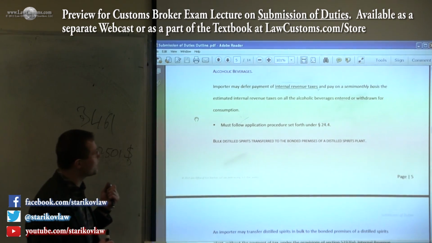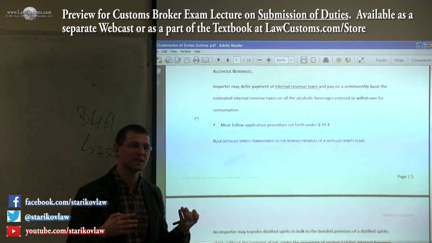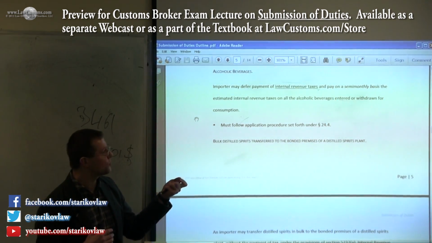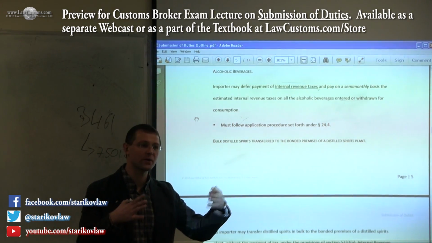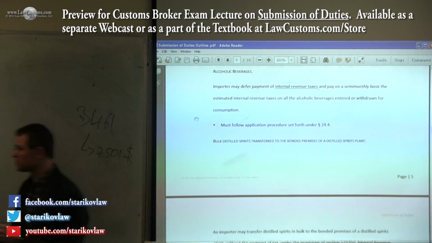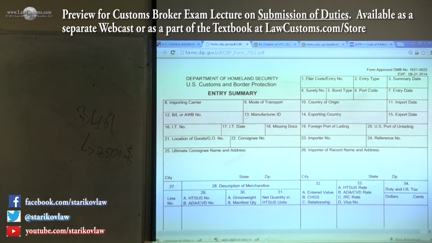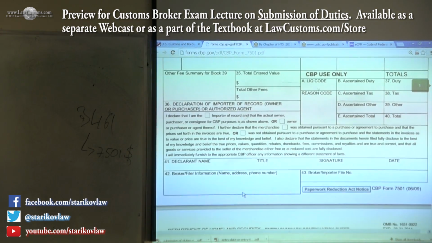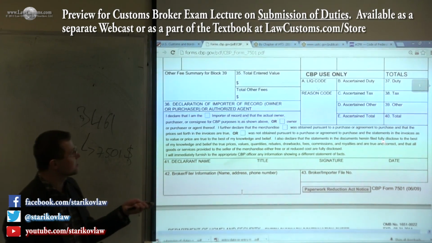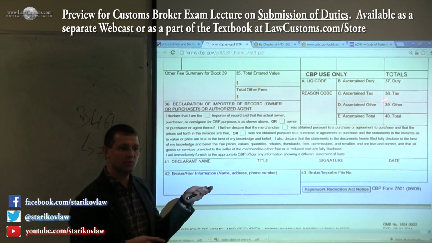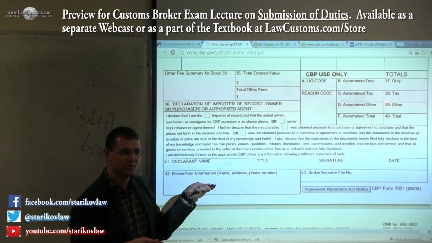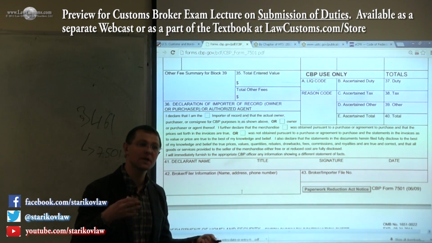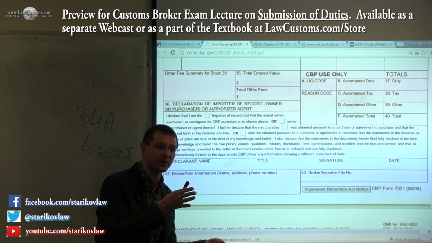Alcohol. So alcohol is the same type of program by IRS, which allows arranging payment to IRS at a later time. Recall that the entry documentation, so this is 7501 entry summary, has a special tax box. So this is the box we're talking about, not the duty box, but the taxes box, all right? Because customs collects monies on behalf of IRS as well.